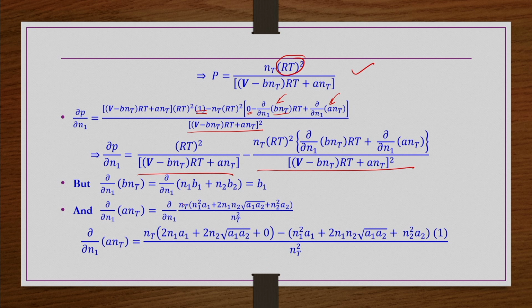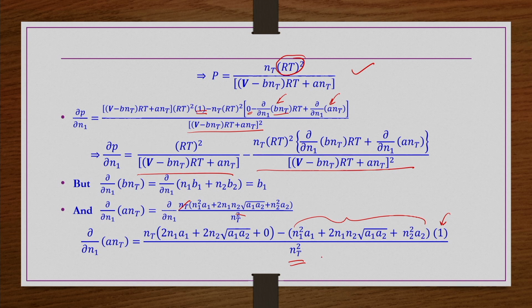Now what I can do, I can cancel out Nt and then square of Nt. When I differentiate, the denominator Nt square will be there, Nt, and then differentiation of this term is 2 N1 A1 plus 2 N2 square root of A1 A2 plus 0, minus this A part, and then differentiation of Nt with respect to N1 is 1. Okay.